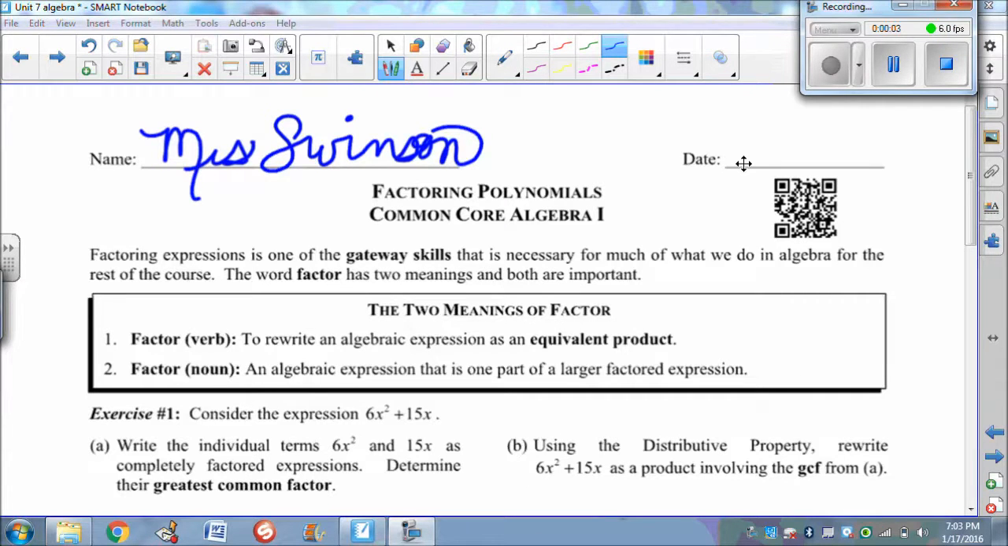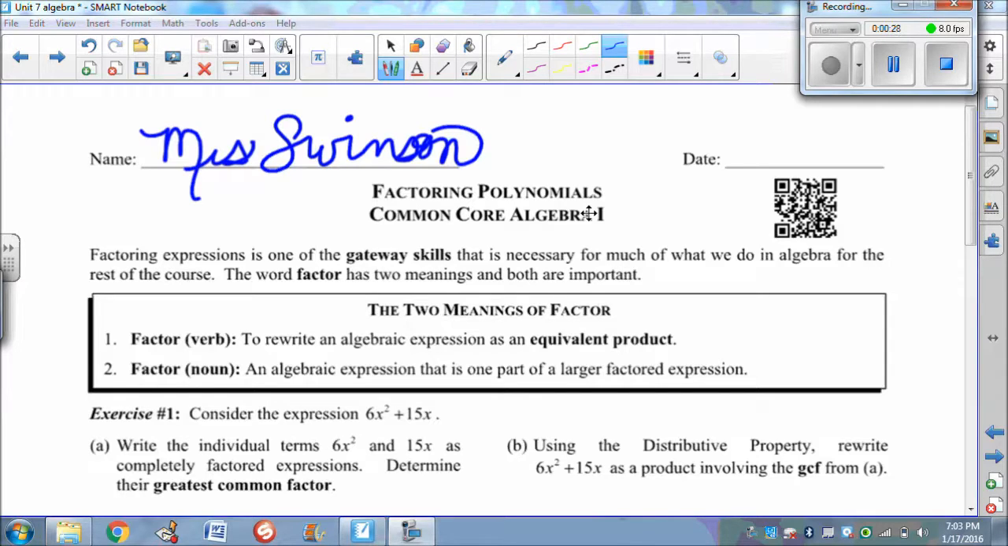Factoring polynomials. So this weekend I went to a conference on the flipped classroom, doing exactly what we do, watching videos and then coming in and practicing. And the gentleman that spoke said that your lessons shouldn't be more than like 5-10 minutes. And I'm like, holy smokes, how am I going to do that? So he sat and really talked about it, and it really made a lot of sense.